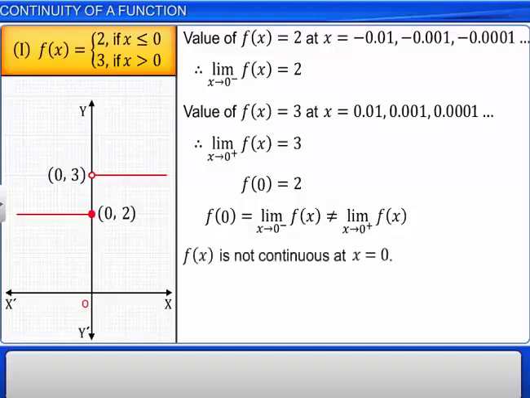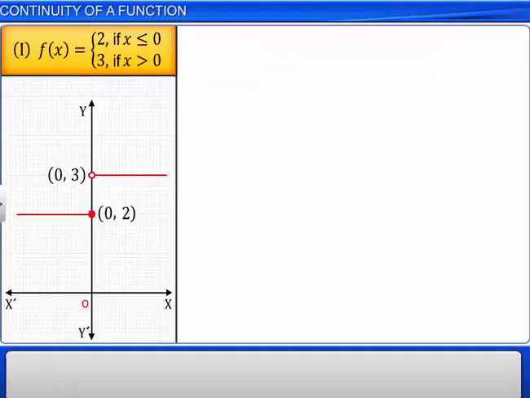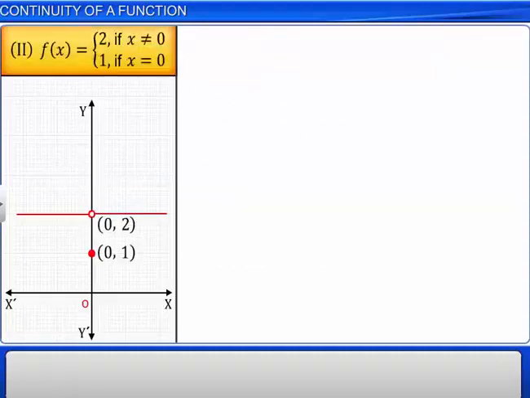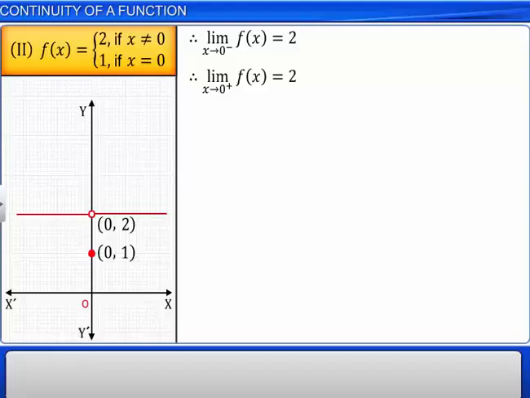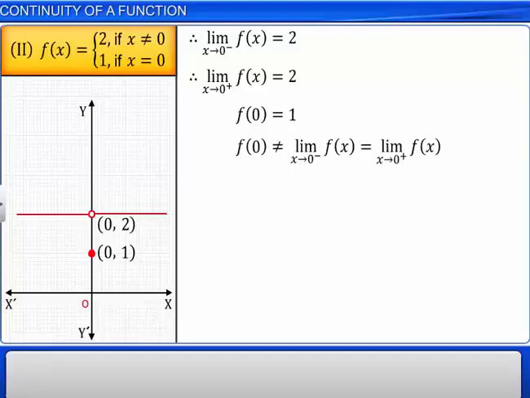Next, consider the graph of the second function. In this case, the left-hand limit and the right-hand limit of function f are both 2. However, the value of the function at x is equal to 0 is 1. Here also, the value of the function at x is equal to 0 is not equal to the left-hand limit and the right-hand limit. Hence this function is also not continuous at x is equal to 0.